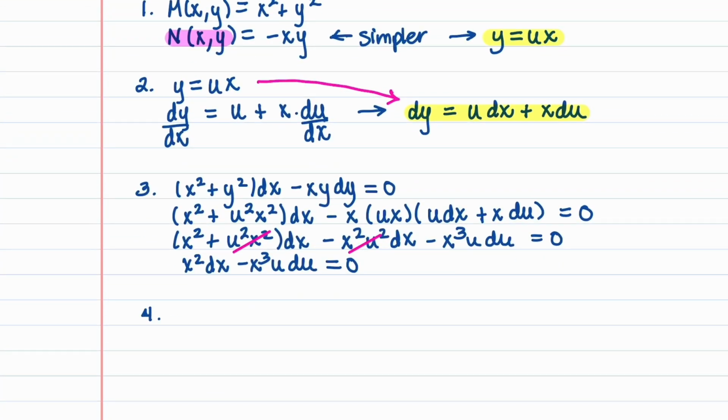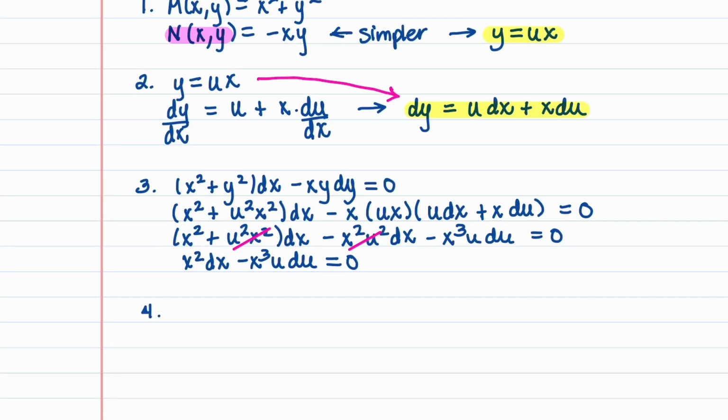To make this a separable equation, we need to separate our x's and our u's. This gives us x squared dx is equal to x cubed u du. Since u is equal to y over x, that comes from right up there, I'm going to switch the sides so that our y will be on the left. You don't have to do that, I just like to.